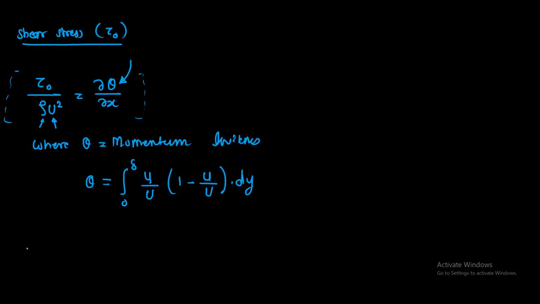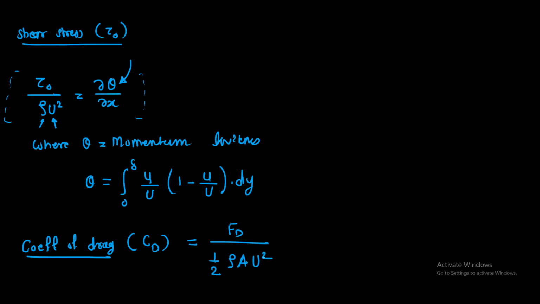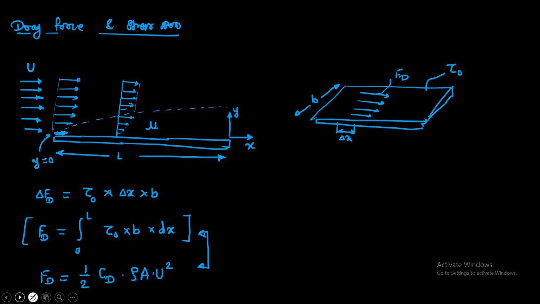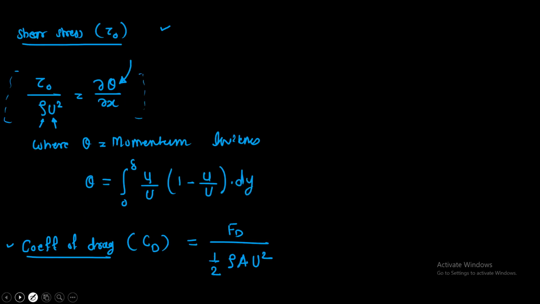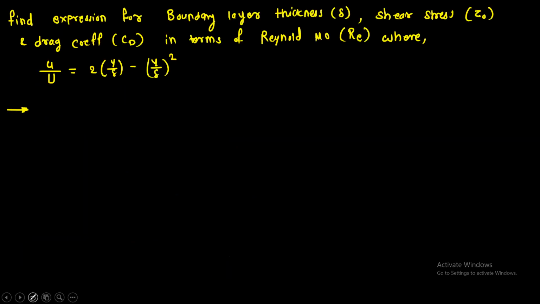Okay. And there is one more formula, which is the coefficient of drag. This is CD, and the formula is, this is equal to FD, which is the drag force, upon 1 by 2 rho A U square. Okay. So questions can be asked on the shear stress, coefficient of drag, and the boundary layer thickness, which is the delta. Okay, so let us see one problem.